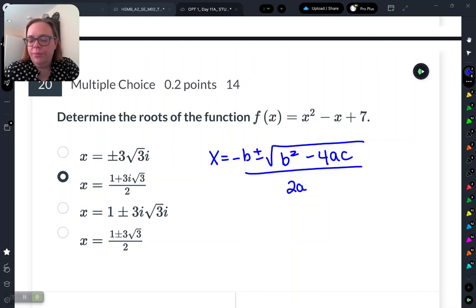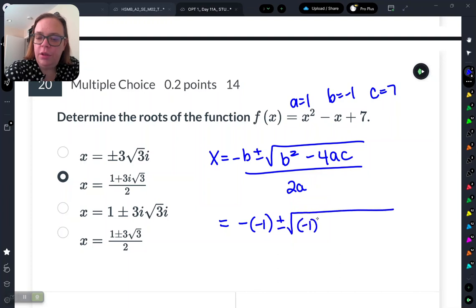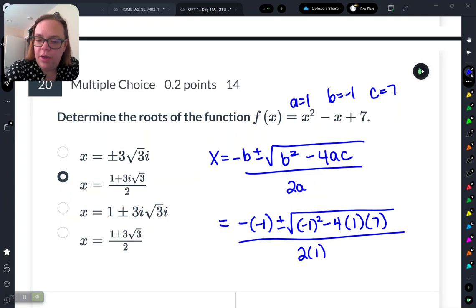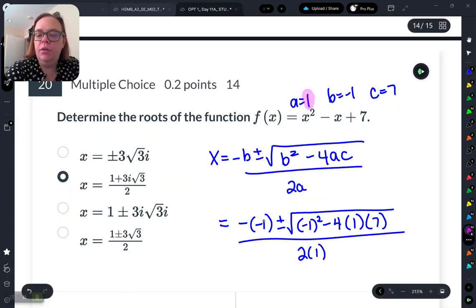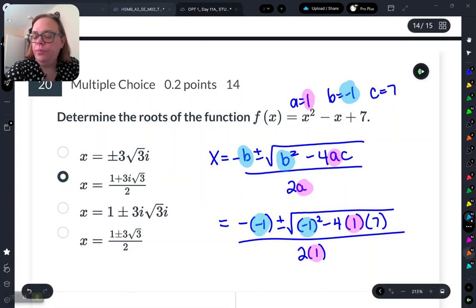All right, let's see what my a, b, and c are. My a is 1. My b is negative 1. My c is 7. Okay, so we're going to have negative 1 plus or minus the square root of negative 1 squared minus 4 times a is 1 times c is 7 all over 2 times 1. Okay, so I substituted 1 for a here and here. I substituted negative 1 for b here and here. And I substituted c with 7 in that one spot.